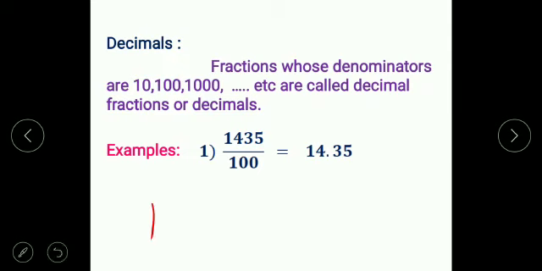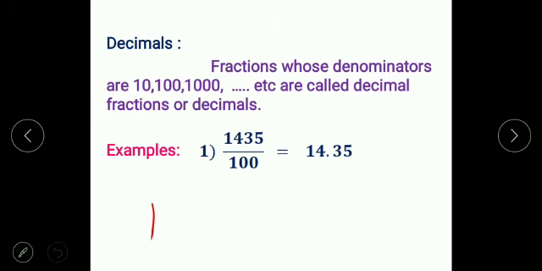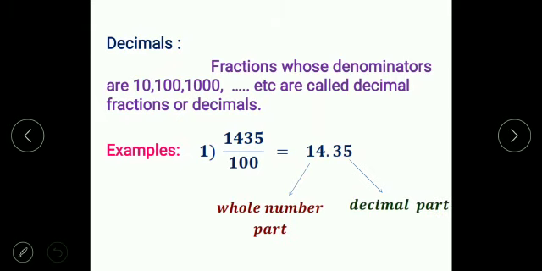Here the number is 1435, correct? We have to shift the decimal point from right to left after 2 digits because the number of zeros here is 2. So count from right to left, one digit, 2 digits, and put the decimal point here. So what is the answer here? 14.35, correct? Now see here, the number before the decimal point is called the whole number part, and the number after the decimal point is called the decimal part.